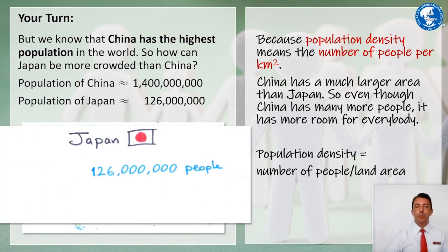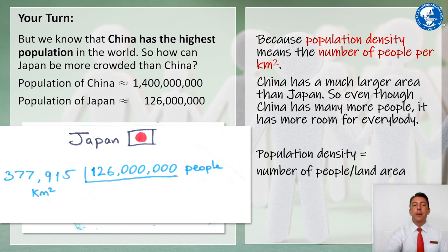So for example, Japan has 126 million people. I'm going to divide that by the land area. The land area of Japan is 377,915 kilometers squared. So when I calculate that, I get 337,915 people per square kilometer. So that is the population density of Japan. If you did the same calculation for China, we would see China has a much larger area, so we will get a lower population density.